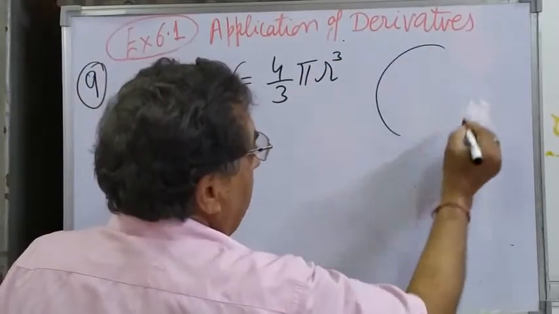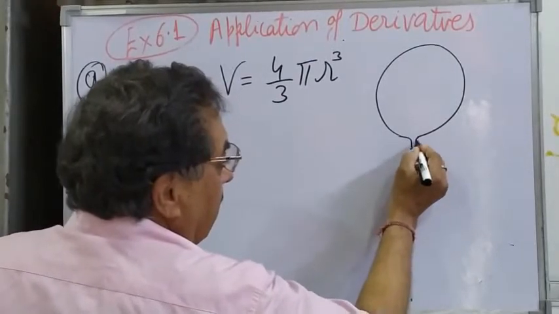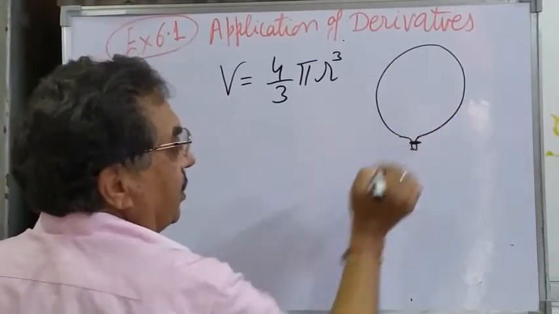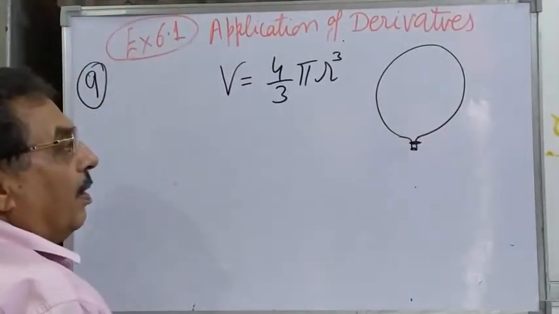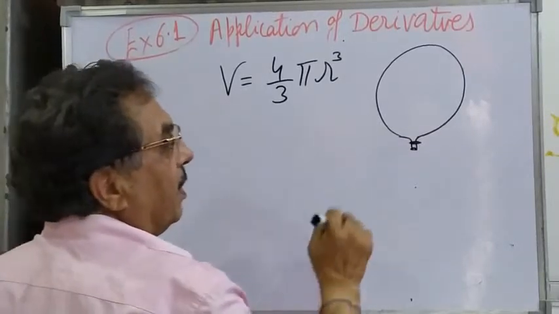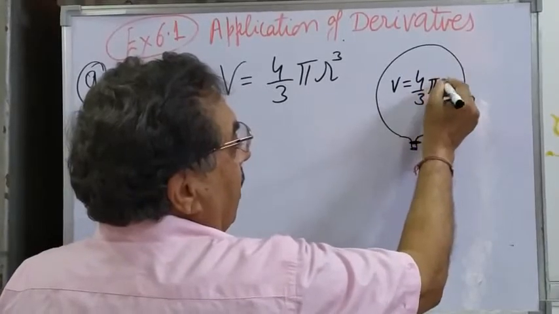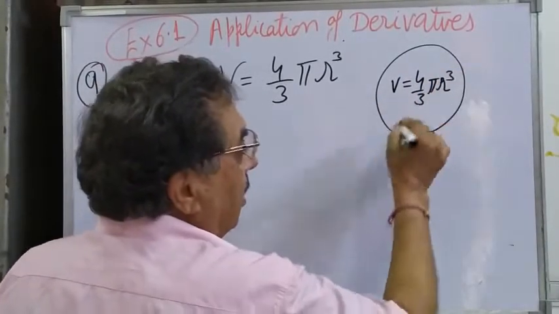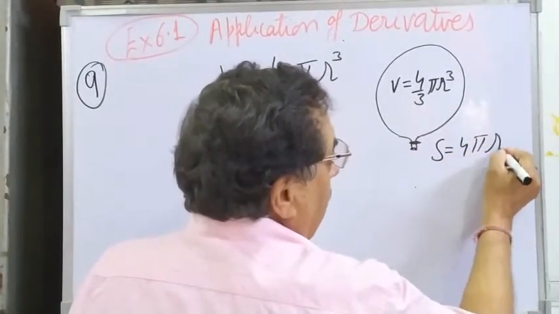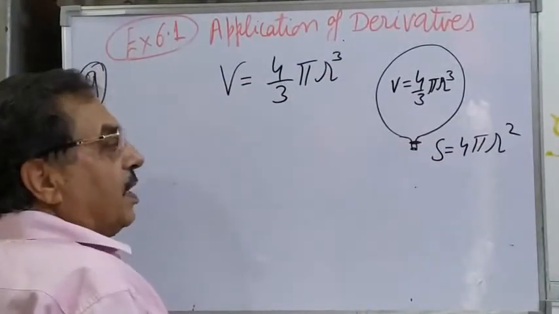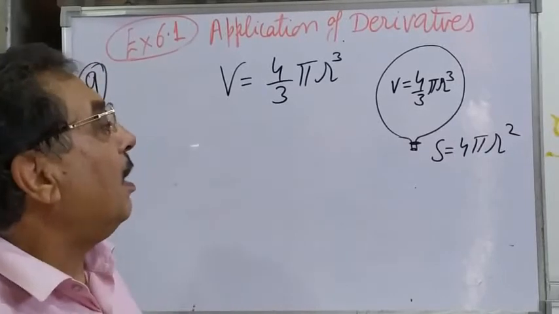When we are talking about a balloon, it is of spherical shape. So for a spherical shape, volume is equal to 4 by 3 pi r cube. And its surface area, in case we are supposed to find it, will be 4 pi r square. So surface area is 4 pi r square and volume is 4 by 3 pi r cube for any spherical figure.